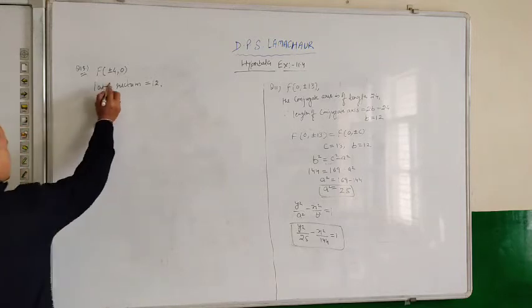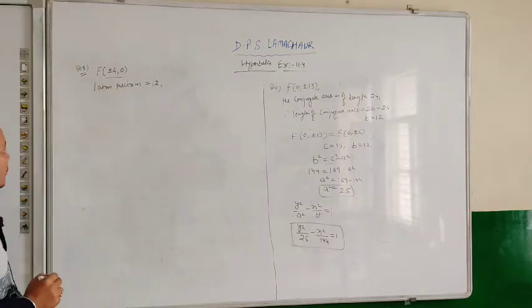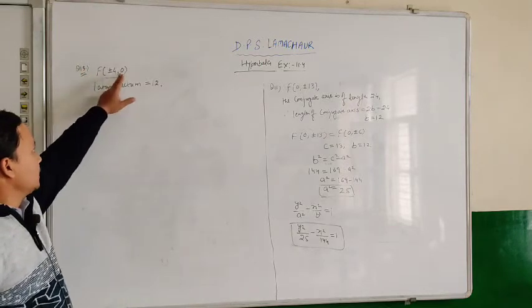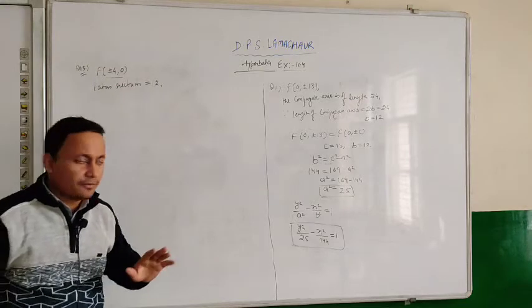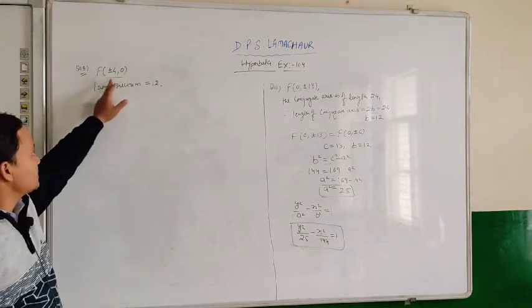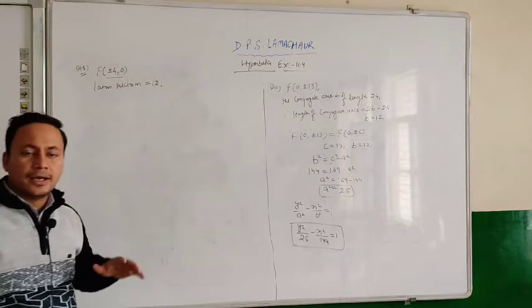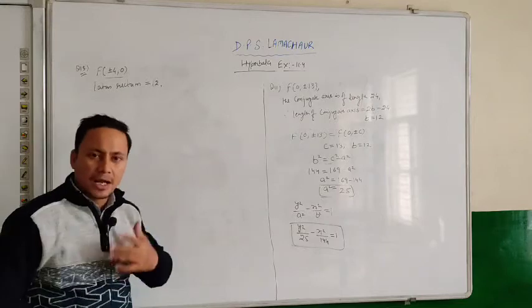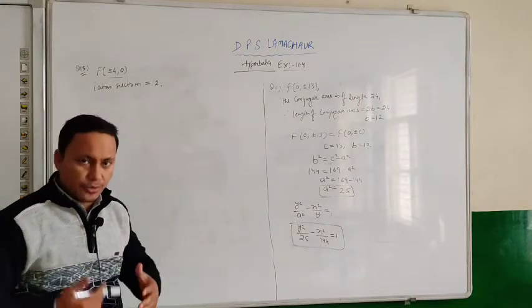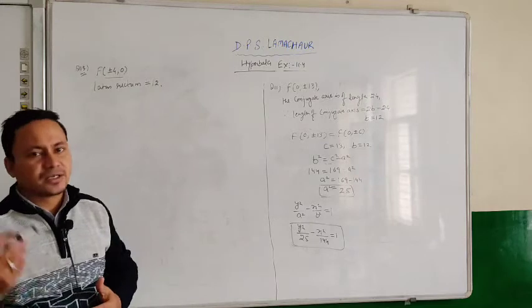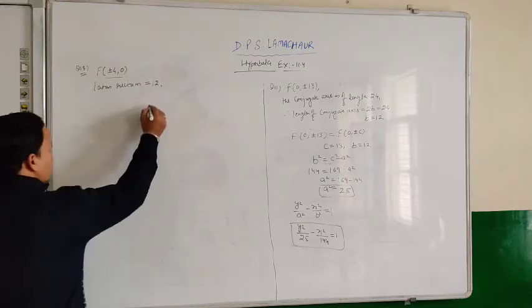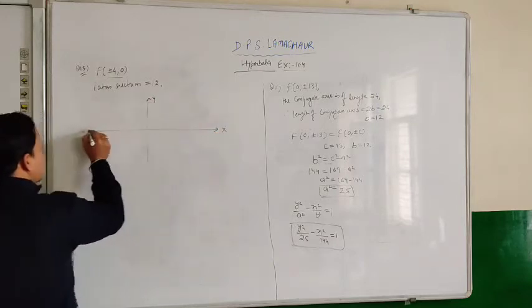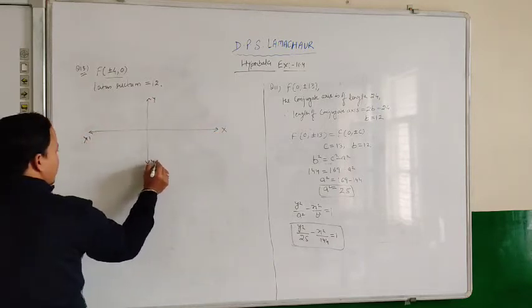So dear student, again see here the focus is given as plus minus 4 comma 0. So the y coordinate is given as 0. So it means that our focus is lying on x axis, and focus lies on x axis when our hyperbola is symmetric about x axis, or you can say the transverse axis is symmetric about x axis. So the diagram of this kind of hyperbola is like that. This is x axis, this is y axis, x dash and y dash.